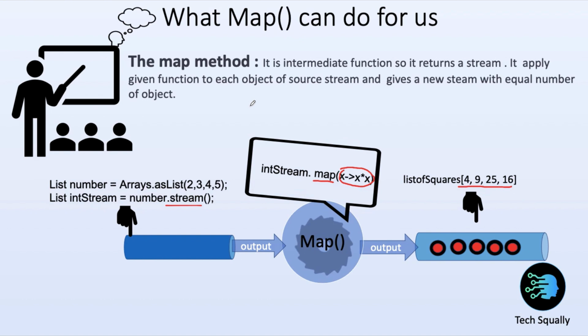So if we see the definition, it is an intermediate function. It returns a stream. So here it is returning a stream. It applies the given function to each object of the source stream. Like here, this function is applied on each object of the source stream and gives a new stream with an equal number of objects. So we got the new stream with an equal number of objects.